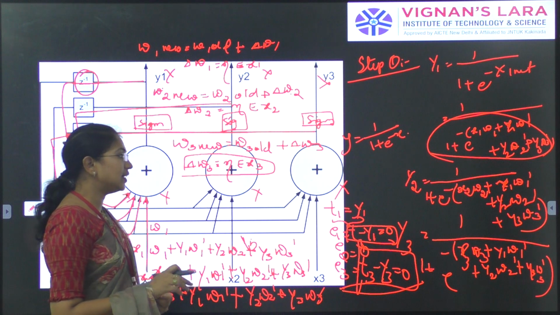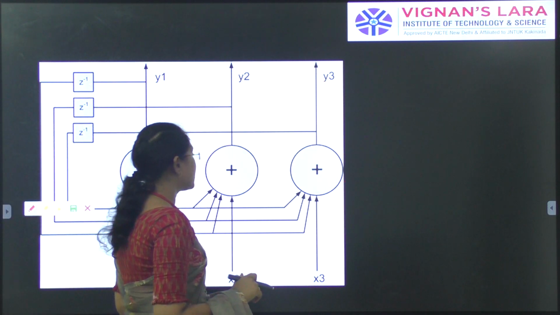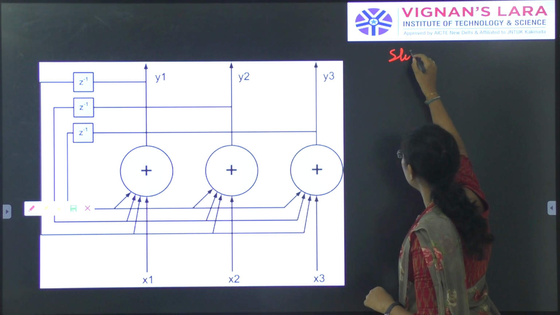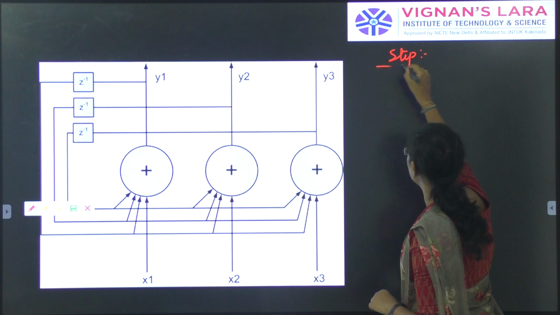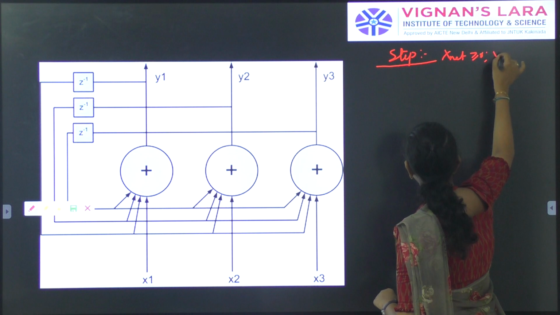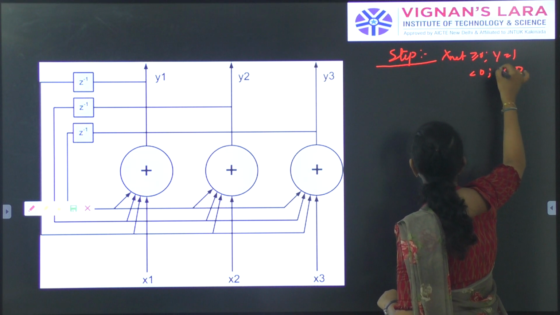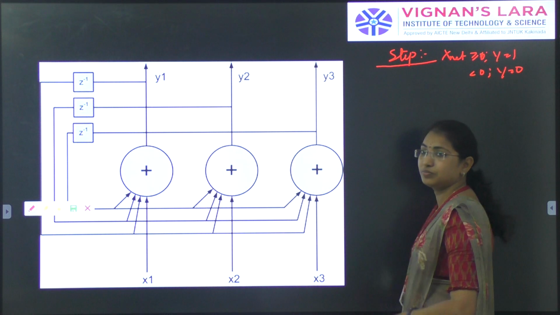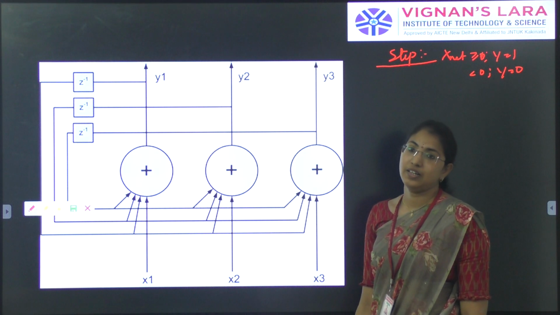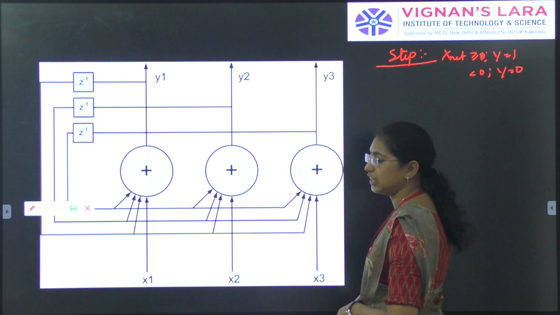Now let us see the discrete activation function. So what is a discrete activation function? If an activation function like a step function is used, if x net is greater than or equal to 0, you get output as 1. If less than 0, you get output as 0. This is called a discrete Hopfield network. Now, let us see the discrete Hopfield network.